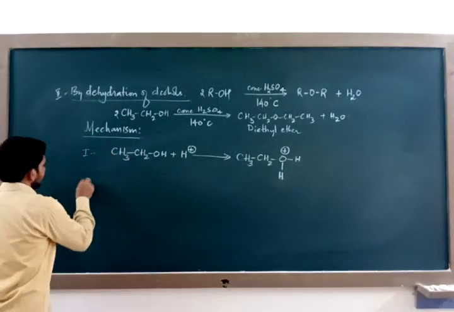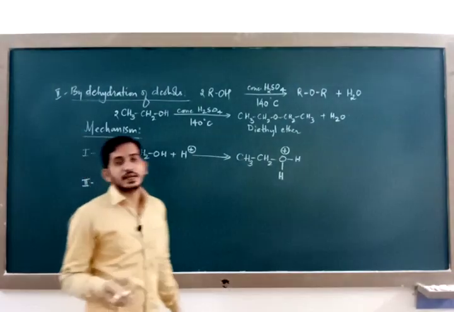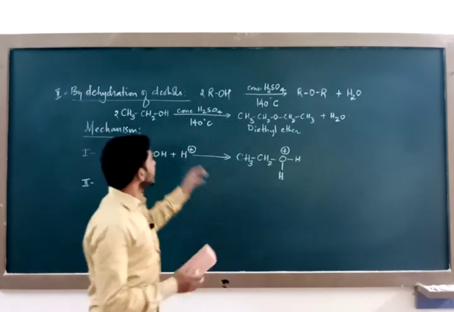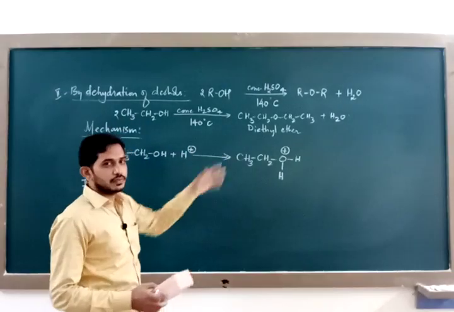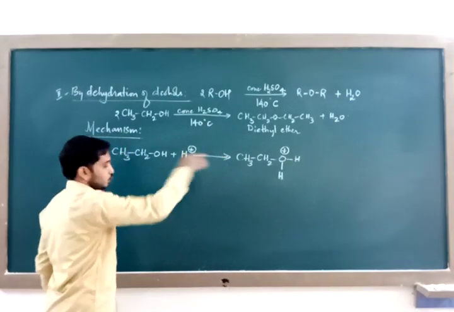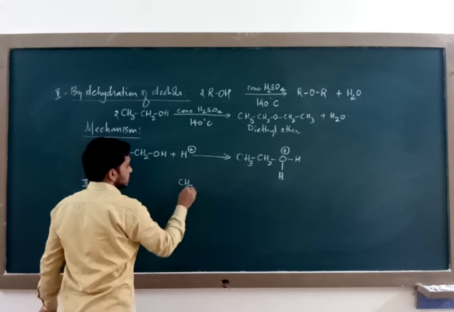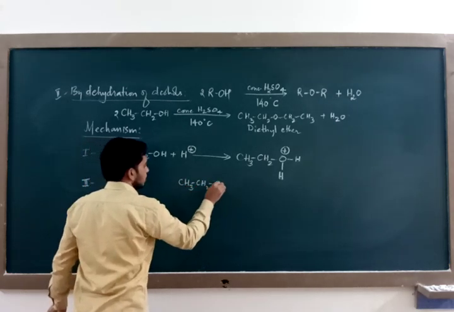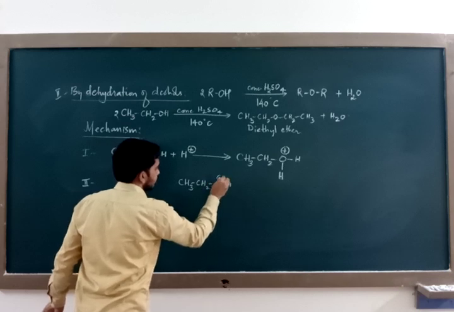In the second step, a nucleophilic attack takes place. It means the second molecule of ethanol now attacks the first molecule of ethanol, which is now in the form of protonated alcohol. So I will write this as CH3CH2OH, here also H. This had the positive charge.